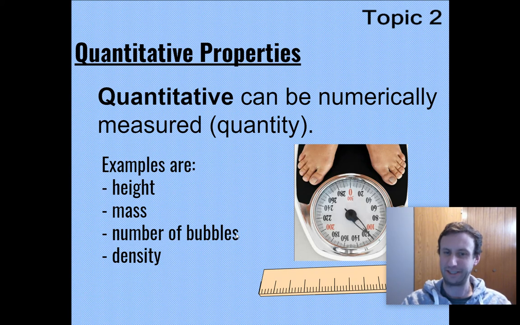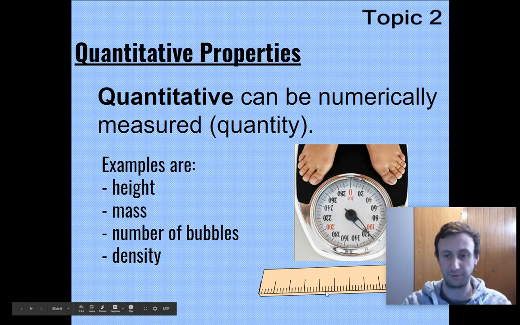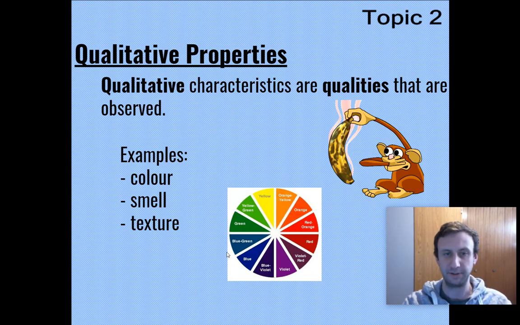I don't love number of bubbles being there because that does not take an instrument to measure it. So essentially, quantitative by definition, as we go into Chem 20, Chem 30, Science 10, etc., will be a number measurement that came from an instrument. So, if you measure the length of something with a ruler, that is a quantitative property.